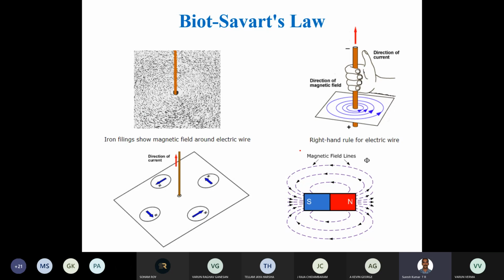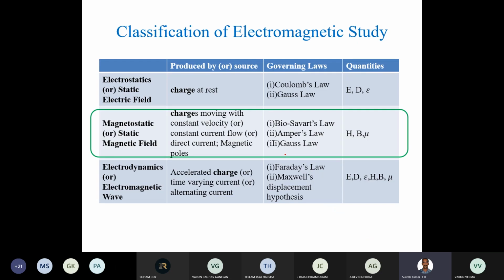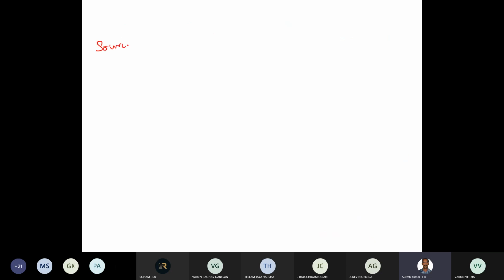Moving to magnetostatics, you need to recall a few things. The difference between electrostatics and magnetostatics is the source. In electrostatics, you have sources like point charge, line charge, defined using line charge density, surface charge, or volume charge.